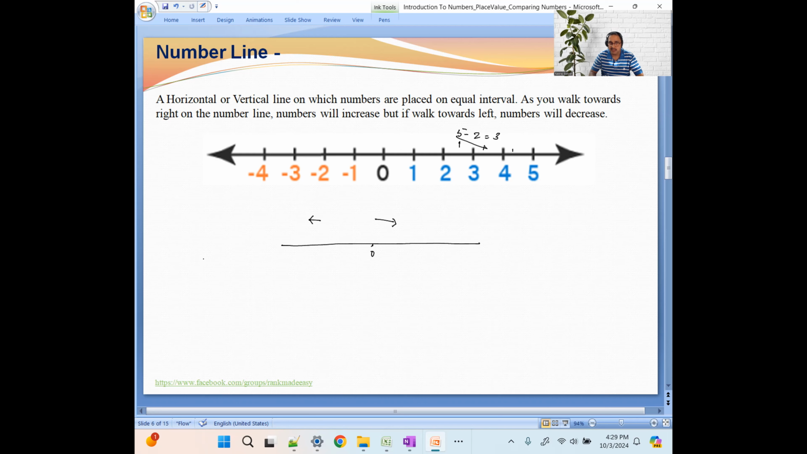This is the very basic concept I want to tell you about the number line, and you should be clear about this. If you have any doubt, please post your comment and I will come back to you.